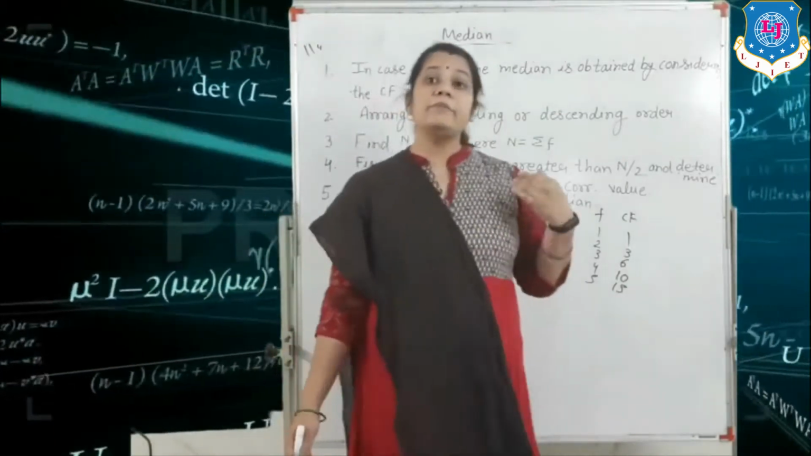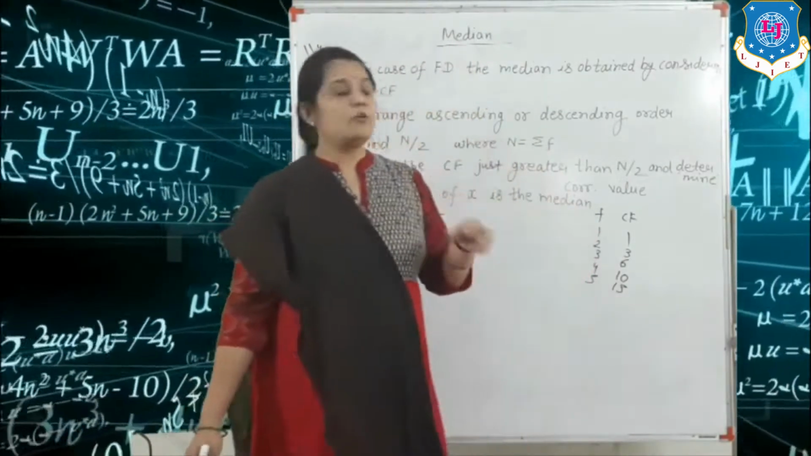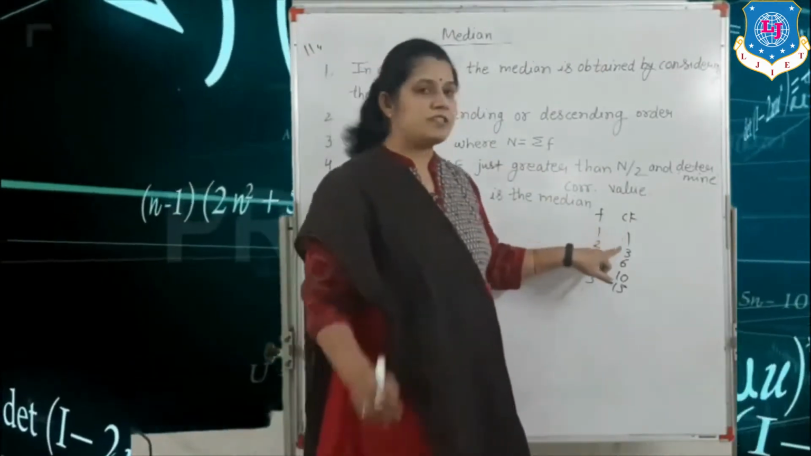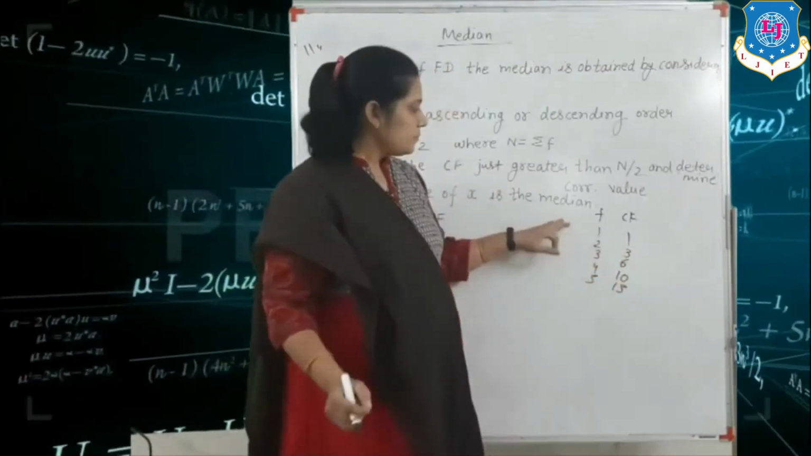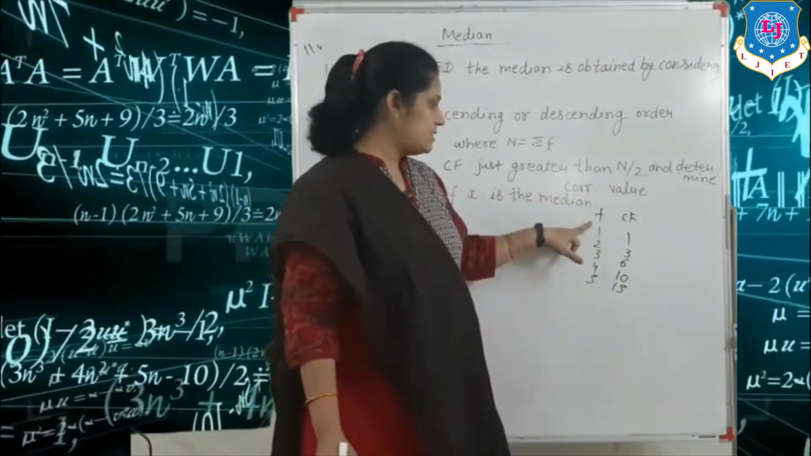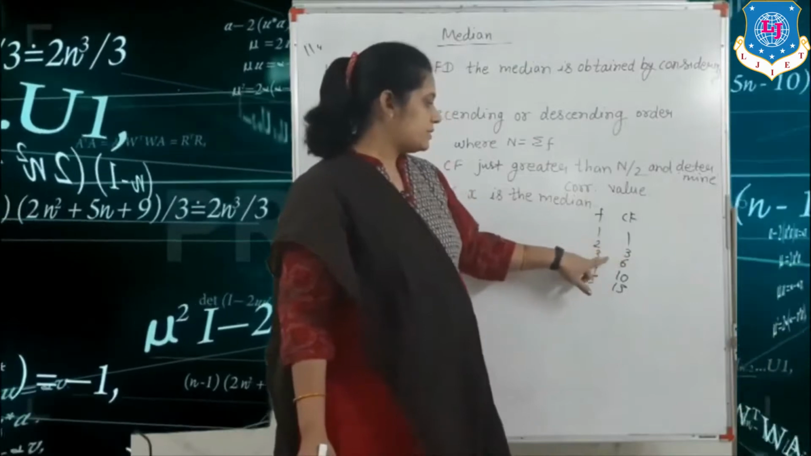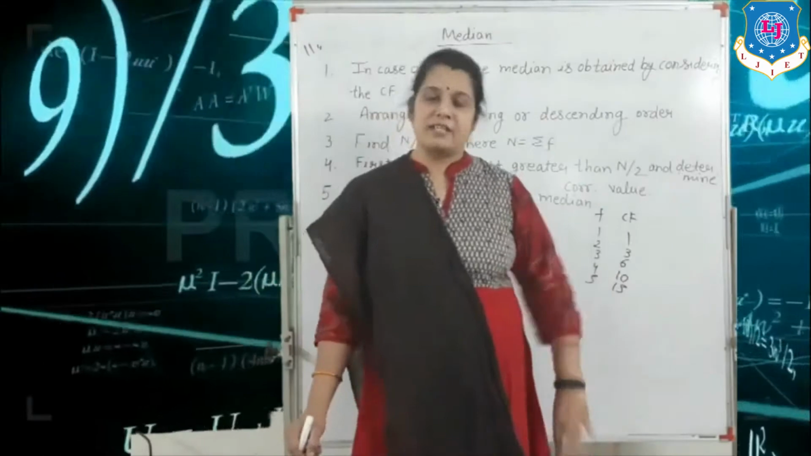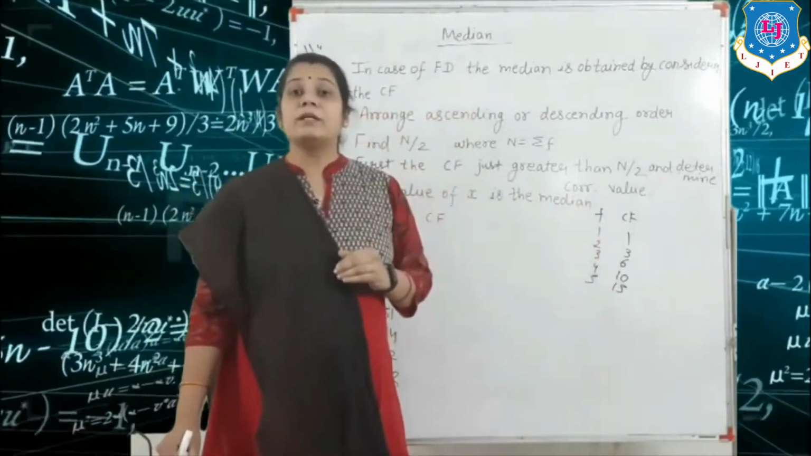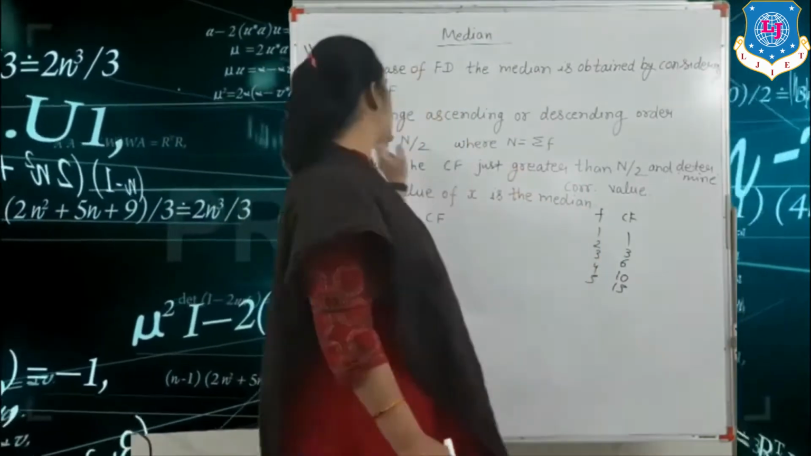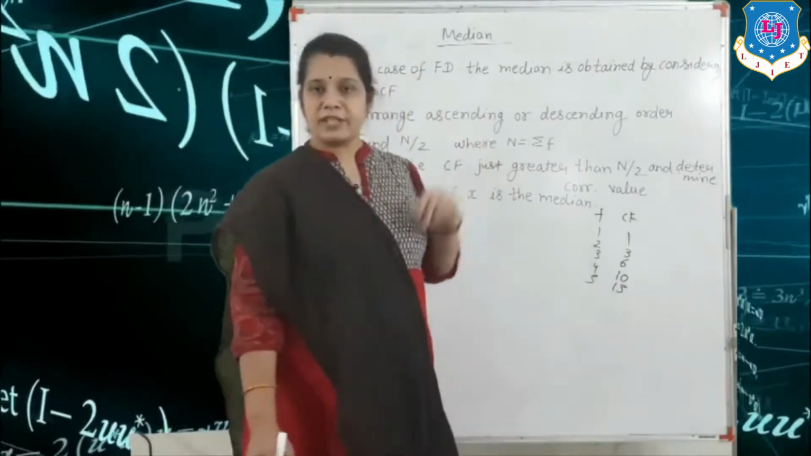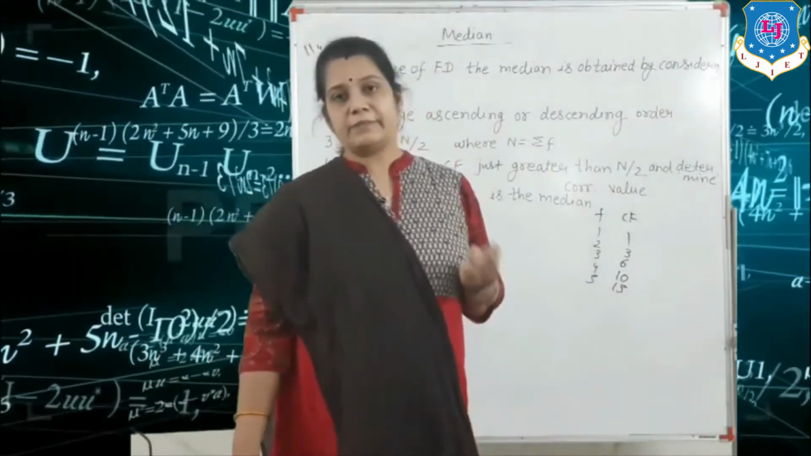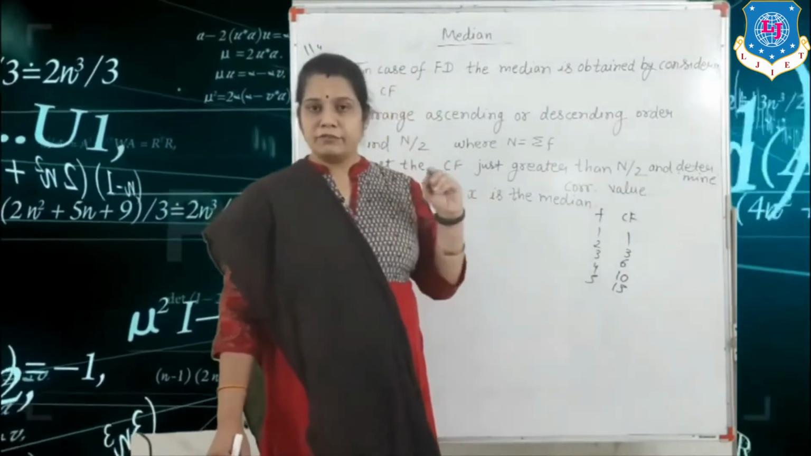So here the question is given in frequency form. For finding the median, first you find the column of cumulative frequency, and the process is this: first you write the first value as it is. After that you add every next value. That means 1 plus 2 is 3, 3 plus 3 is 6, 6 plus 4 is 10, and 10 plus 5 is 15. This is the process for finding the cumulative frequency. So the first step is, in the case of a frequency distribution, the median is obtained by considering the CF. That means first we find the cumulative frequency CF.